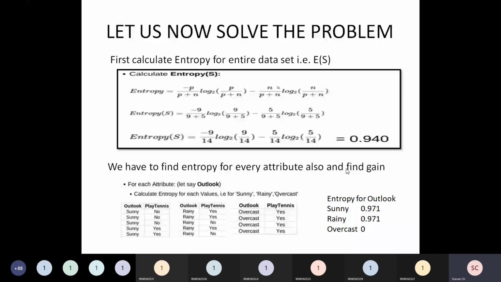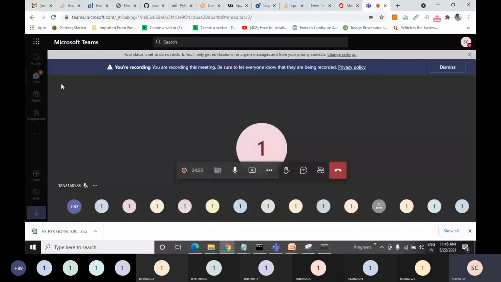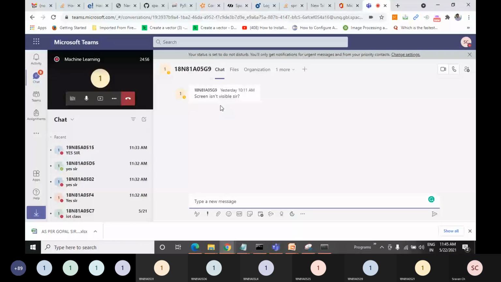I don't know whether the student who asked me is present in the class or not. Are you available, my dear? Someone sent a message yesterday regarding different logarithm values. If you are present, you can please just acknowledge that you are available here.